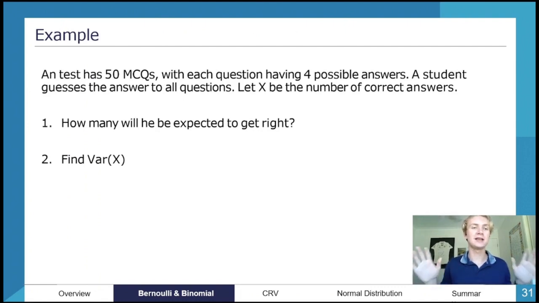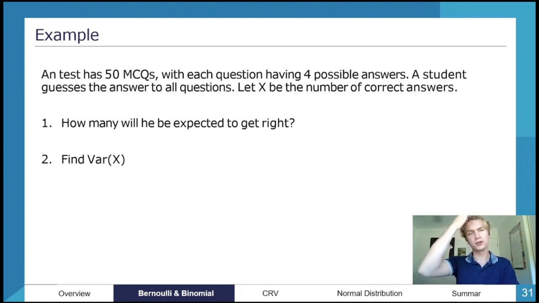Example. A test has 50 MCQs, multi-choice questions. Each question has 4 possible answers. A student guesses the answer to all questions. So let x equal the number of correct answers. So success is correct. X is the number of successes, and it is a Bernoulli sequence.